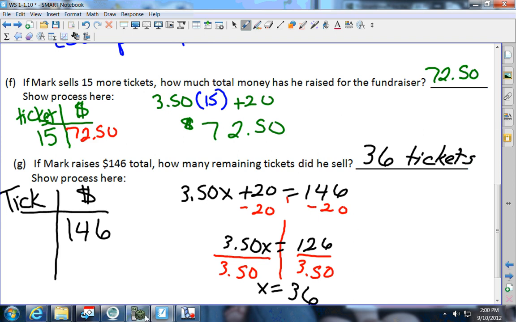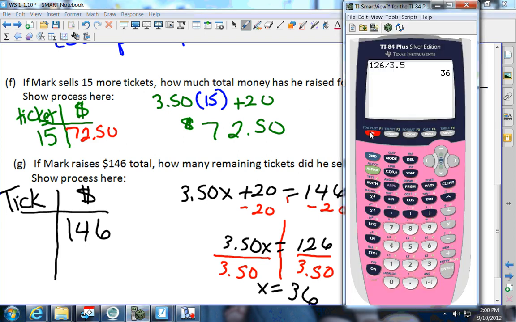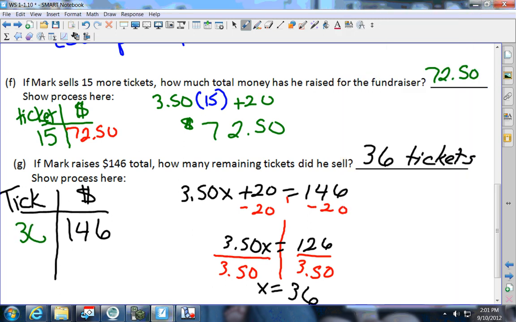Now the other way you can do that is by going to y equals, and we put our equation in there. Second graph, you're going to look and see where the y number is 146. And what you would do is just scroll down. Well, there it is, 146. So your answer is 36, which is what we already found, but this is the way you can do it in the calculator.